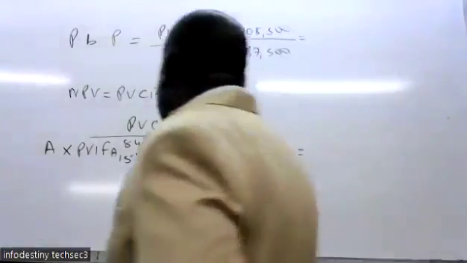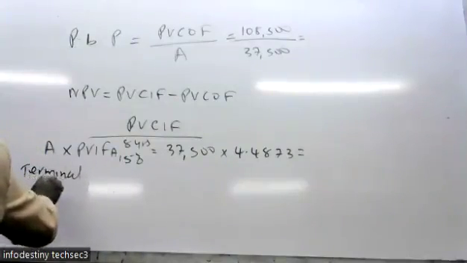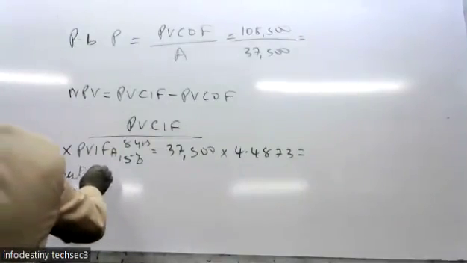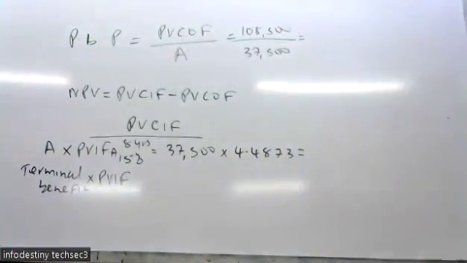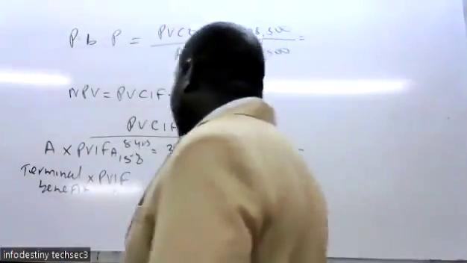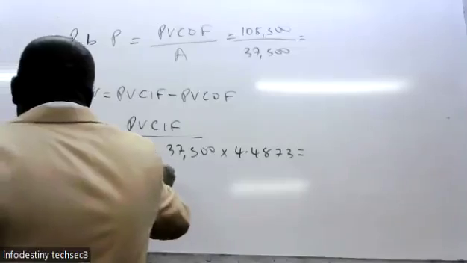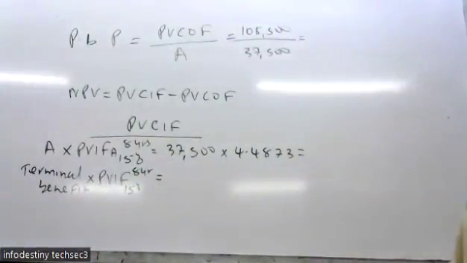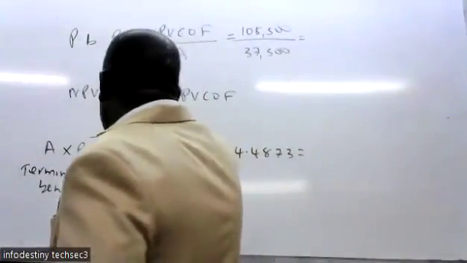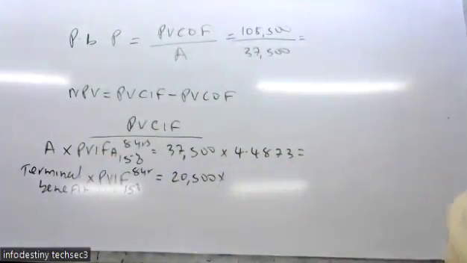Then there was also the terminal benefit. So terminal benefit normally occurs only once. So we use the first table, whereby it is 15% in year 8. The terminal benefit we have calculated is about 20,500. So I want you to use now the first table, because it will only occur once.